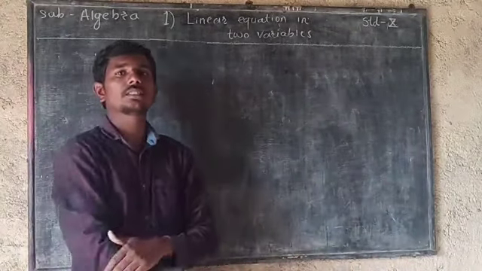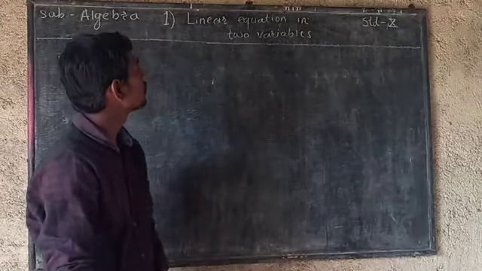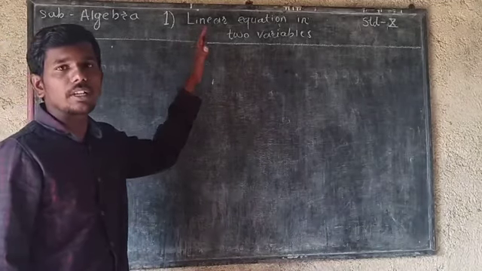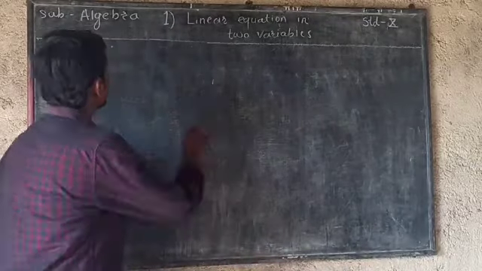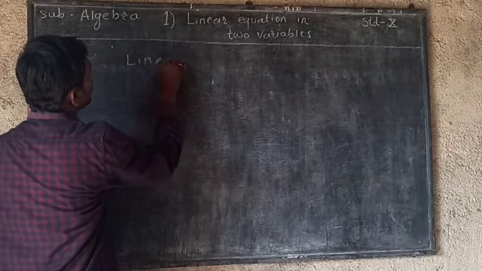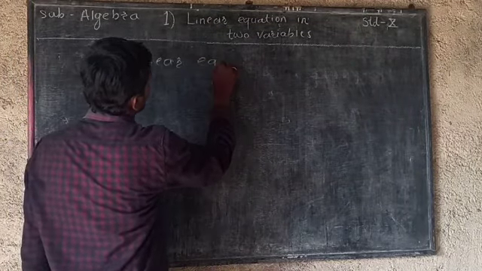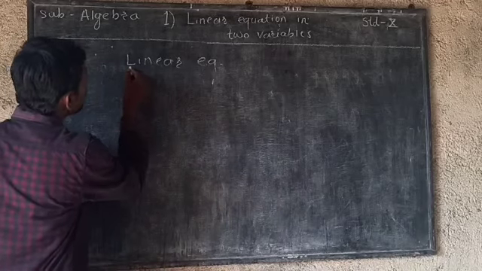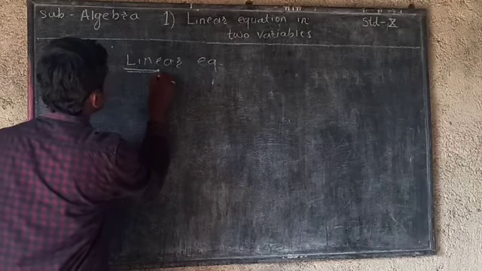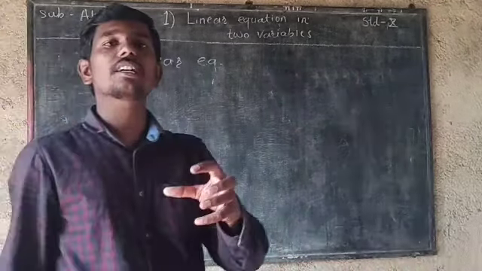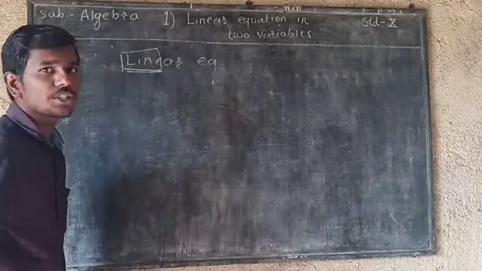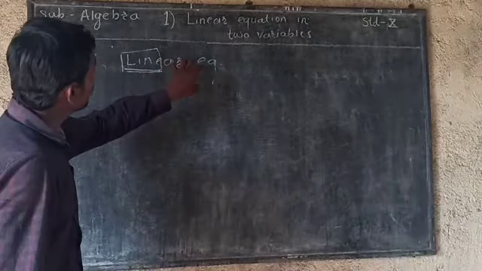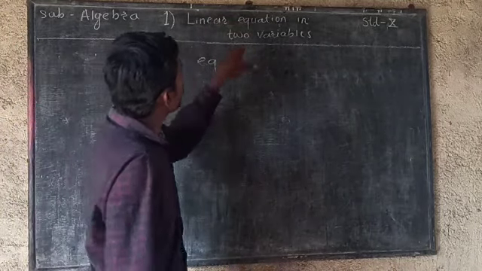Welcome friends. Today we are going to learn the first chapter of algebra, that is a linear equation in two variables. What is a linear equation? In this word the word line is there, right? It means this is the equation which creates a line.